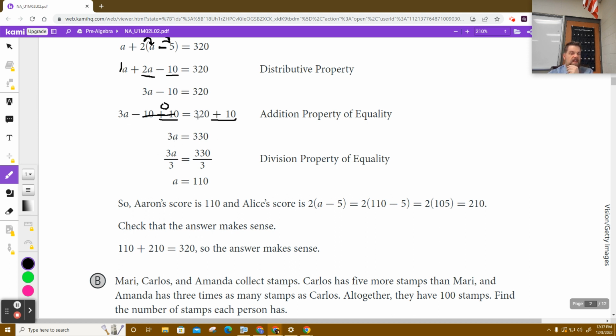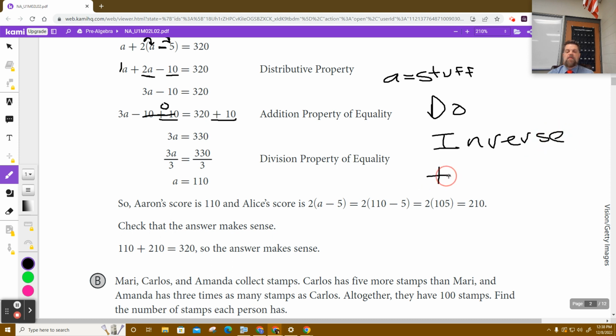0 plus 3A is 3A, and then I have 320 plus 10. What's 320 plus 10? 330. I need to get this 3 away from the A. Our goal when we solve an equation is to get A by itself and all the other stuff on the other side. And we do that by doing the inverse. The inverse is like the opposite, right? So if I'm originally adding, then the inverse would be to subtract. If I'm multiplying, the inverse would be division and vice versa.